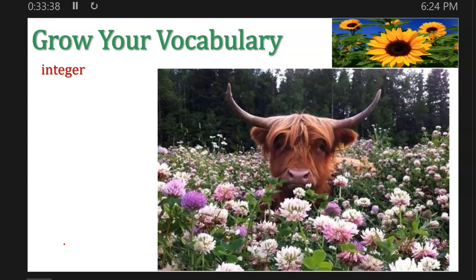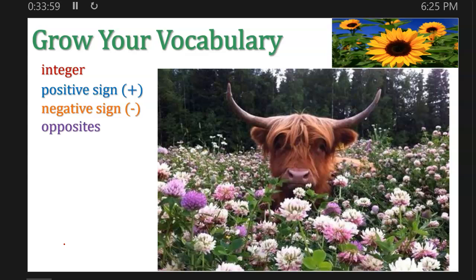So what is an integer? An integer is all of our whole numbers, positive and negative, including 0, which is neither positive or negative. Positive signs are usually a plus or there's no sign at all. Most of the time you'll see it with no sign at all. Negative sign is a minus that's directly in front of the number. That indicates that we have a negative symbol.